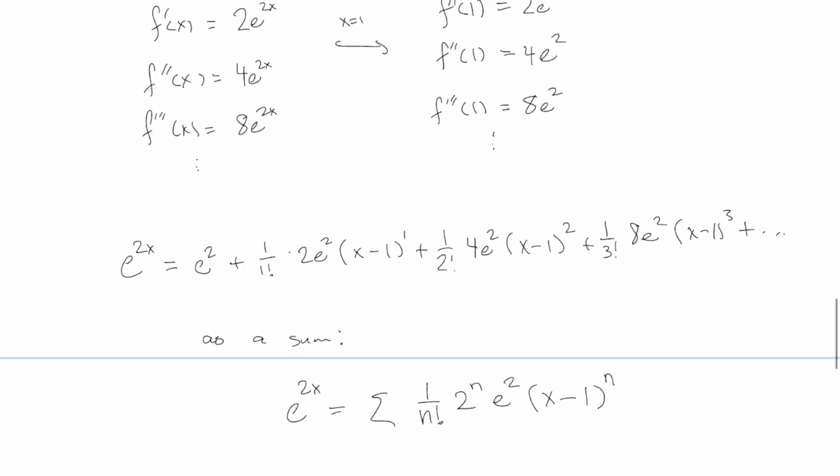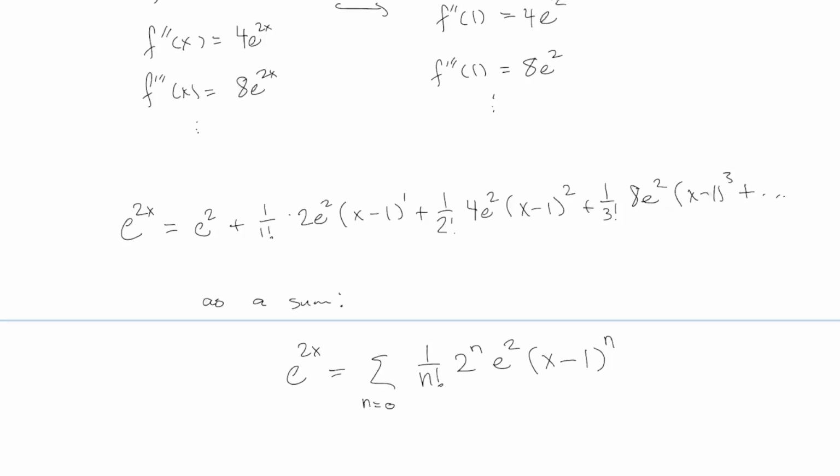Yeah, great. And if you want to write this sum here, when you're doing Taylor series, these sums always need to start at n equals 0, because the very first term has a power of x to the power 0. So, all right, excellent. I think that's all I got.